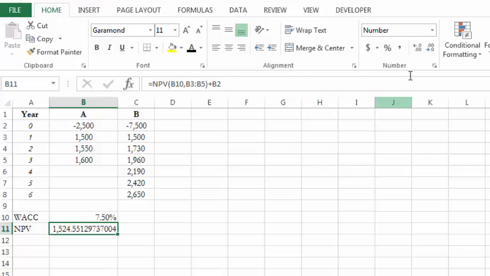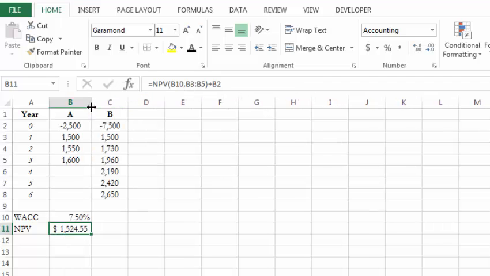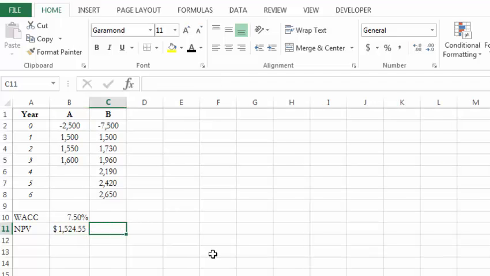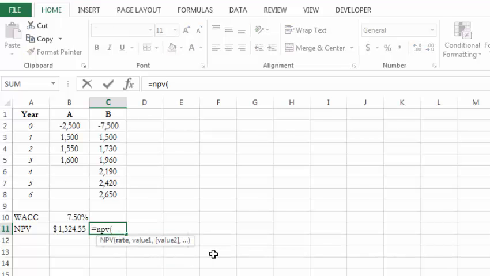And unfortunately for me, it decided to give me a bunch of garbage. And so let me get this back to where I want it. Goofy thing. Oh, I guess I'm going to have to move that out a little bit. So I'm going to say equal net present value. I'm going to get the same rate, comma. This time we're doing 1 through 6 because that's how many they have.